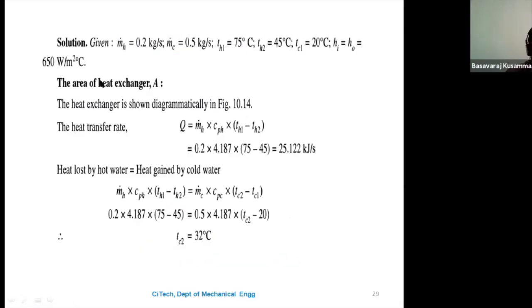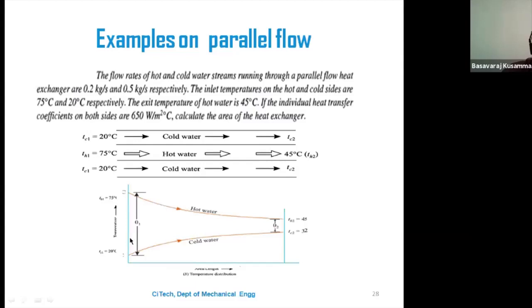Here, the solution: the mass flow rate of the hot fluid, mass flow rate of the cold fluid, the inlet temperature of the hot fluid, outlet temperature of the hot fluid, inlet temperature of the cold fluid, and what are Hi and Ho? So the heat transfer coefficients are given. The area of the heat exchanger, we need to calculate that. How to calculate it? The diagram, we have shown in the previous slide, a diagrammatic representation.